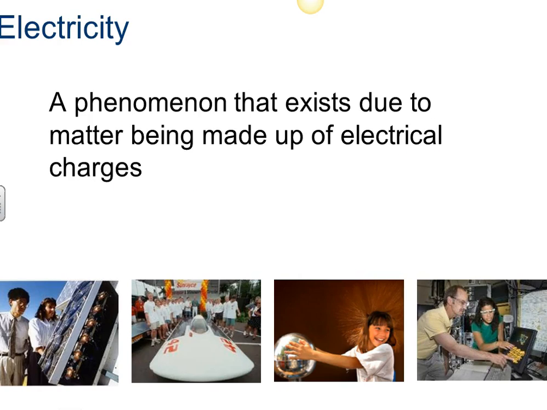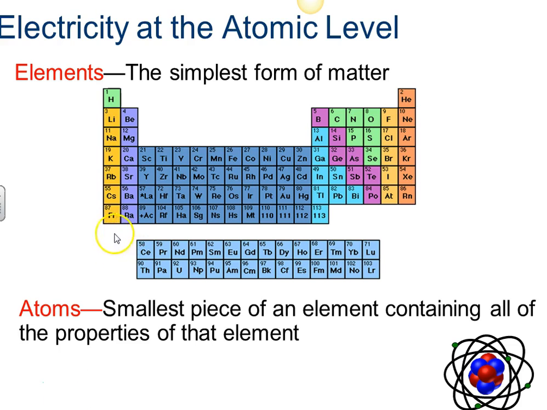So electricity is a phenomenon that exists due to the structure of matter. It's due to matter being made up of electrical charges. Electrical charges are part of the structure at the atomic level. So let's look at electricity at the atomic level.